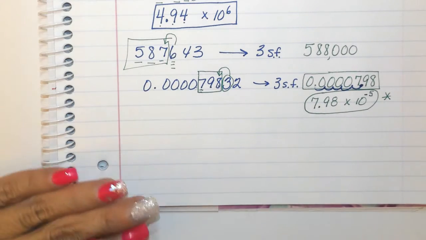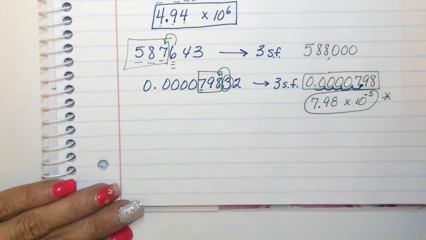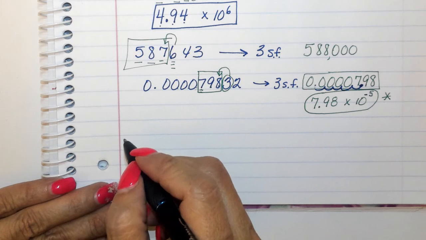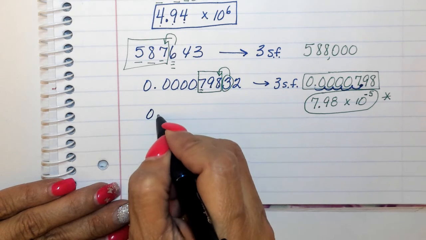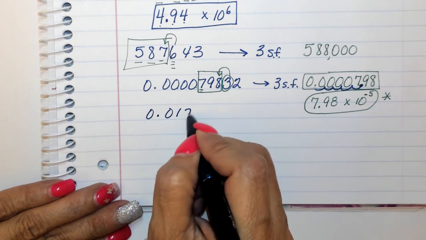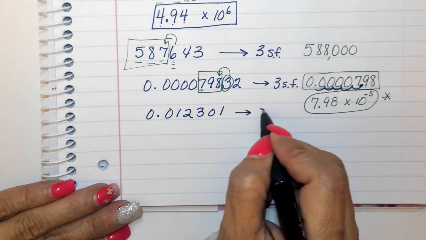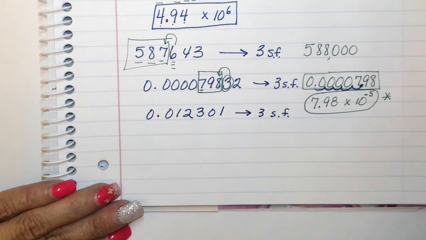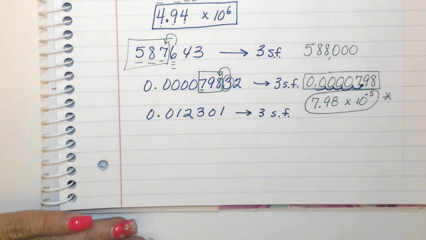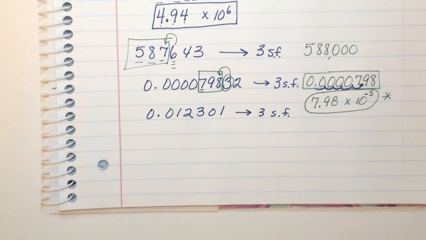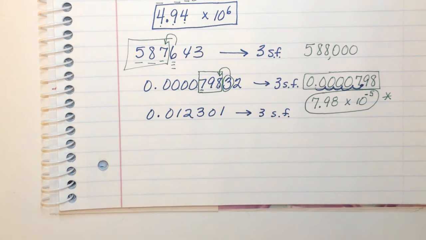All right. Let's try another one. Let me change my pen. Let's try 0.012301. Again, we're going to write it in 3 significant figures. I'm going to give you a second to do it. I'm going to take a little drink of my water. All right, here we go.